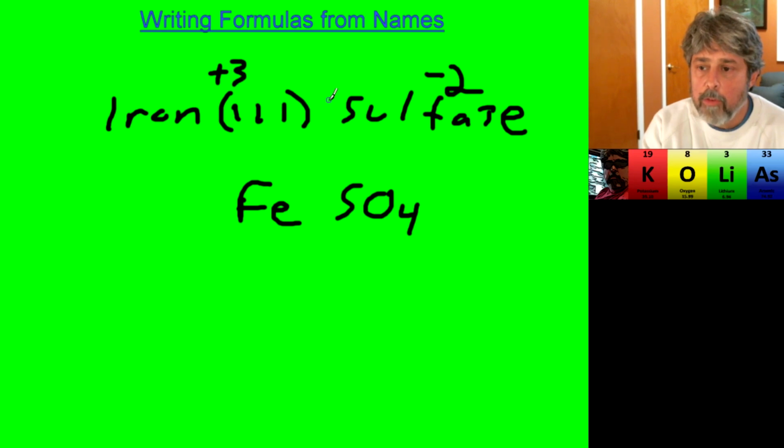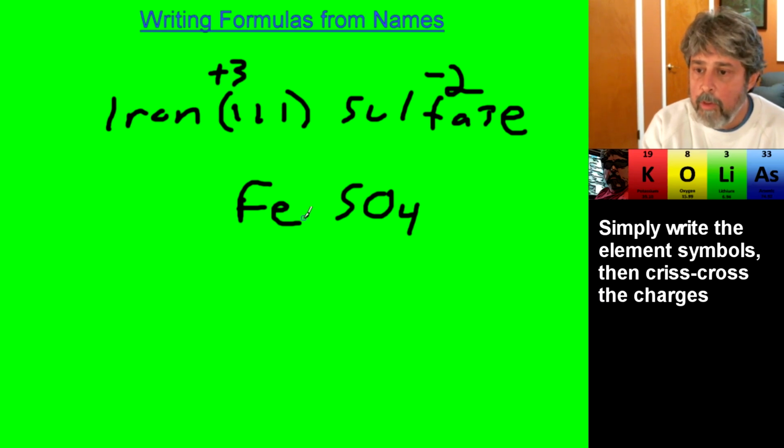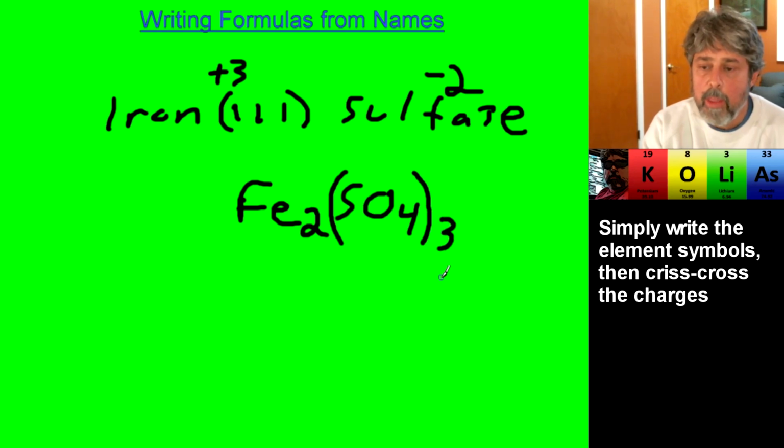So let's crisscross. Let's do this 2 here from the sulfate. Cross it over. Put it after the iron. Now this 3 is going to go on the outside of the sulfate. Put parentheses and put that 3 there. All right, don't stick the 3 inside here or mess with these at all. It just goes right on the outside. This is iron(III) sulfate.